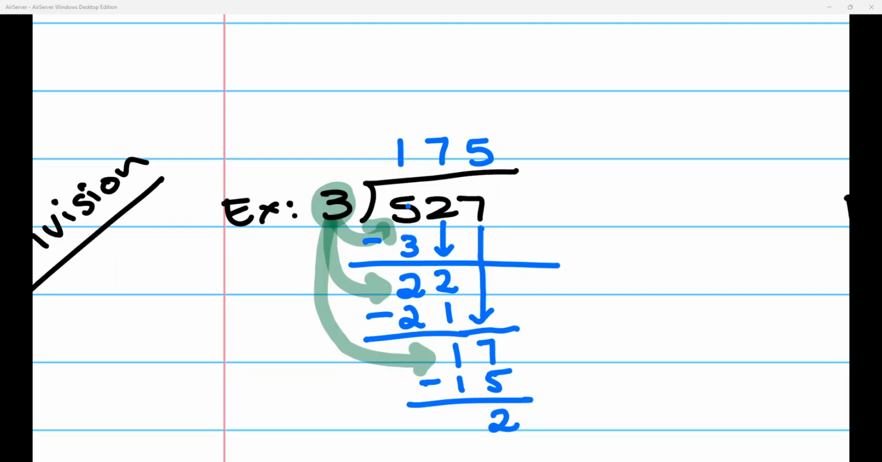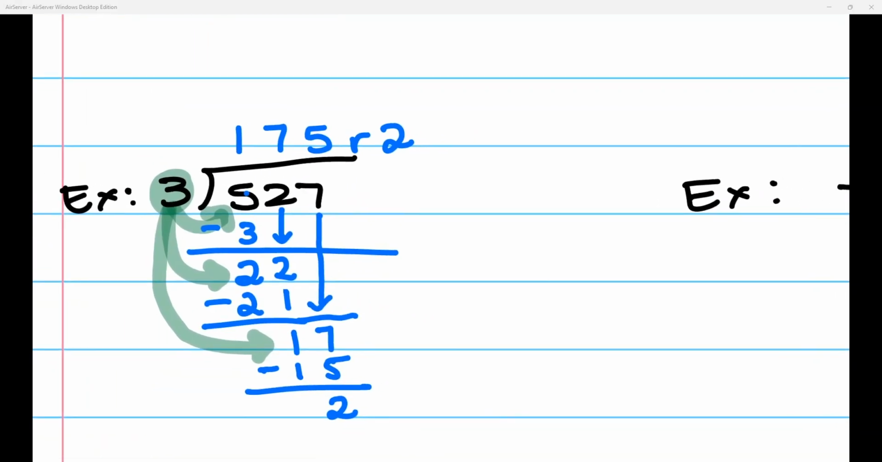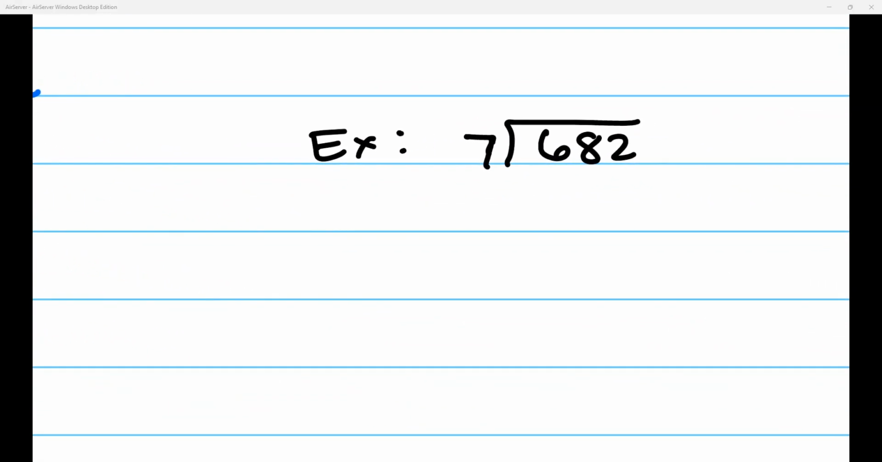If I wanted a decimal, I would bring in a decimal and bring in some zeros and keep going. However, for the formative today, once we are done with all the numbers, we end up with the remainder. All I'm going to write is remainder 2. 175 remainder 2. And that would be my first division answer. Let's try the next one.